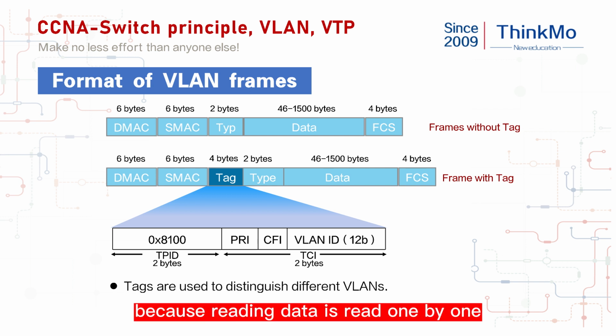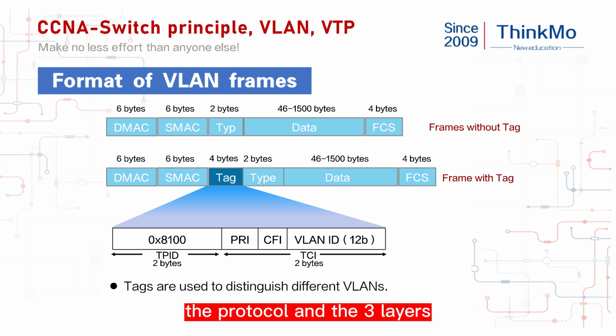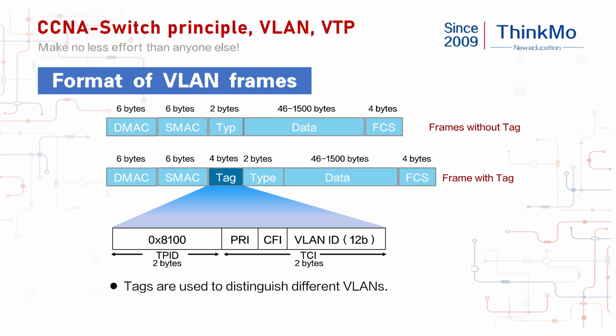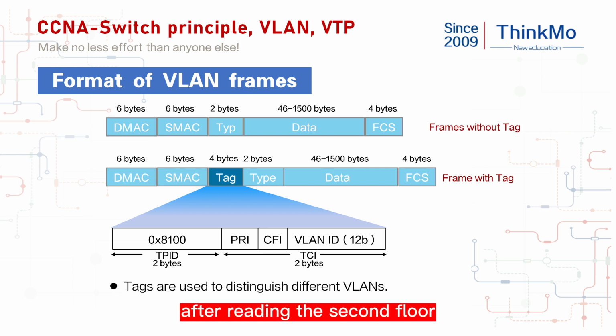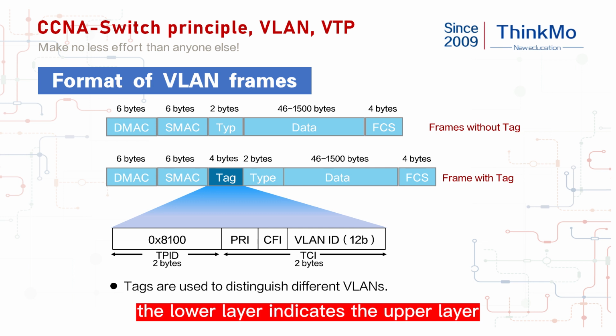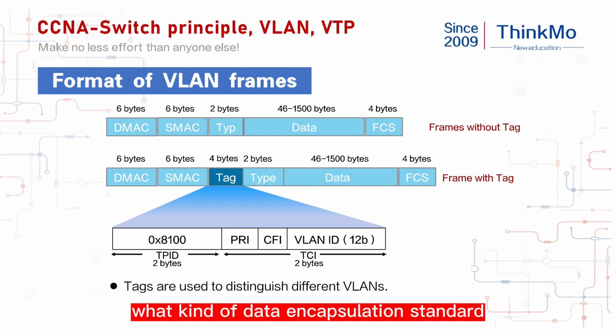Because data is read one field after another, including the type in the second layer we studied, and the protocol in the third layer, they all point out what the upper layer is. After reading the second layer, if the third layer is the IP protocol, you read the IP header field by field, and there are rules. So we often say the lower layer indicates the upper layer, serving the upper layer. When data is read, how do you know what kind of data encapsulation standard to use to read the upper layer data?